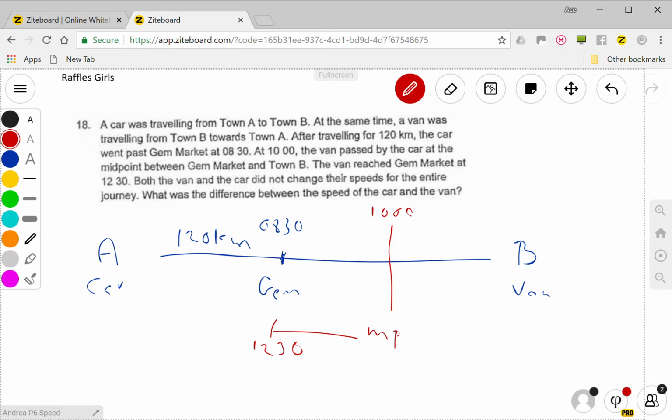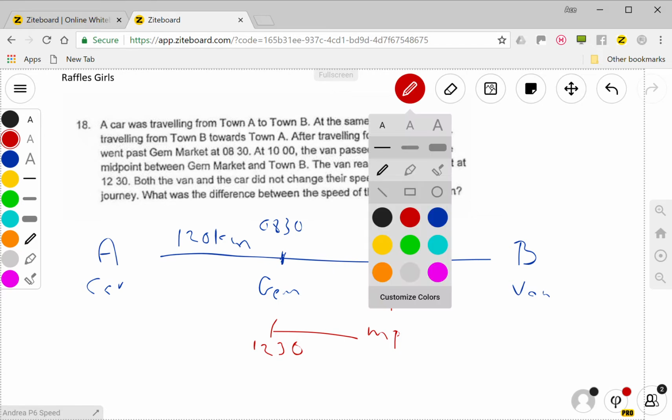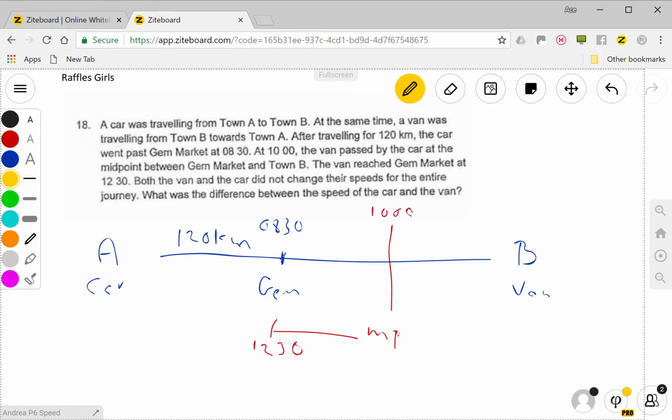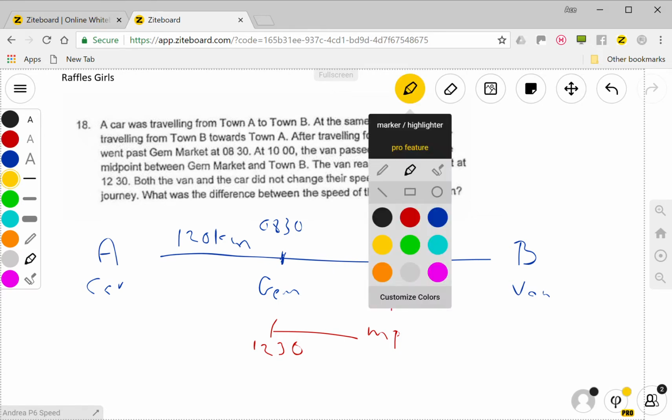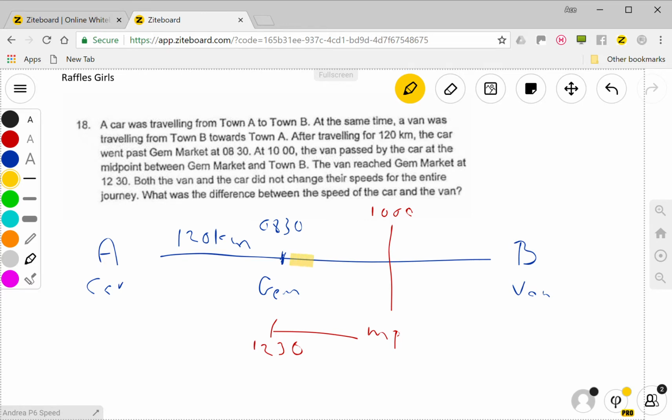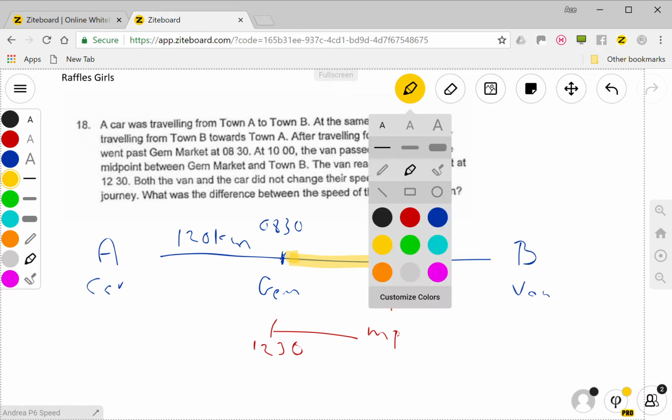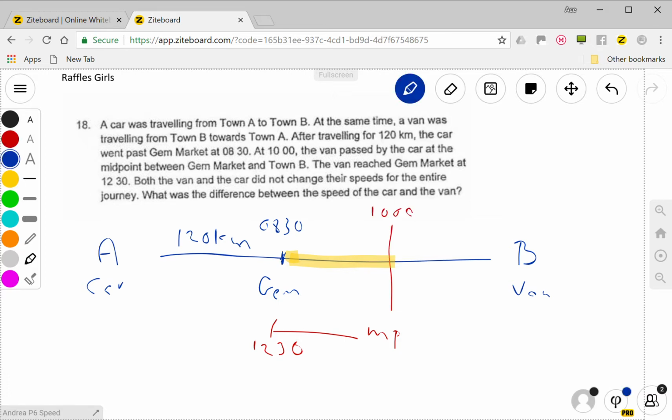The car 1.5. Let's look at the same distance. Okay, I'm going to use another color, so we can see what I'm talking about. Let's examine this particular distance. Just this part. Now, how long did the car take to travel this part? Blue color for the car. How long did the car take to travel this part? 1.5 hours, right?